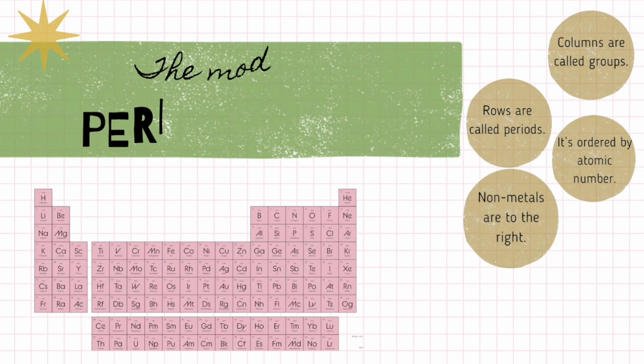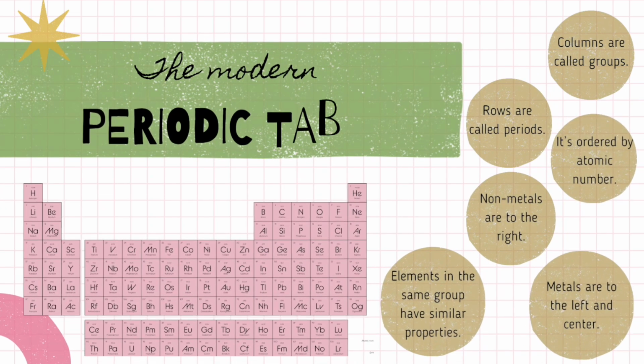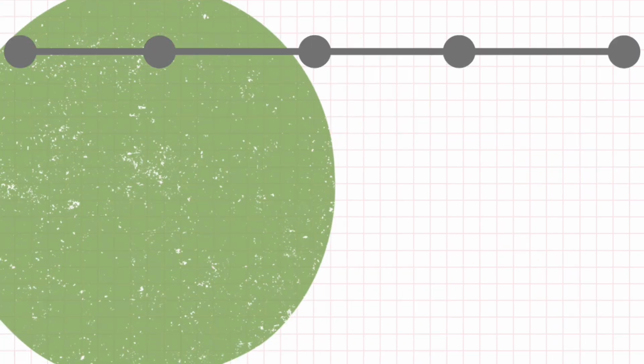In the modern periodic table, columns are called groups and rows are called periods. It is ordered by atomic number. Non-metals are aligned to the right. Elements in the same group have similar properties. Metals are aligned to the left and center. This is the pictorial representation of the modern periodic table.